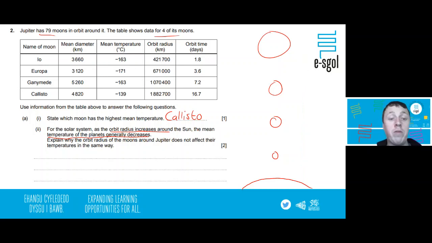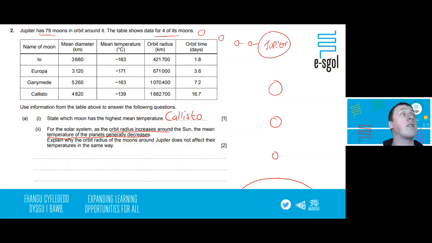Explain why the orbit radius of the moons around Jupiter does not affect their temperatures in the same way. So this question is now asking, if we were to focus on Jupiter, and I hope you see that I've not put every planet in order, I've just demonstrated them as they go up. The question is focusing on, if we look at the moons out from Jupiter, why is this not the same?